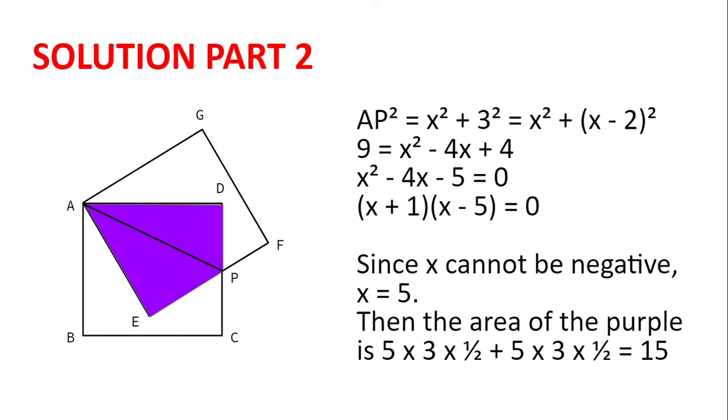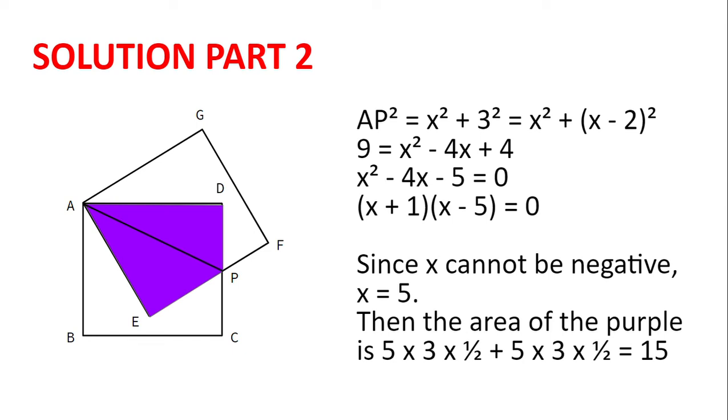So 9 equals x squared minus 4x plus 4, which gives x squared minus 4x minus 5 equals 0, and (x plus 1) multiplied by (x minus 5) is 0. Since x cannot be negative, x equals 5.